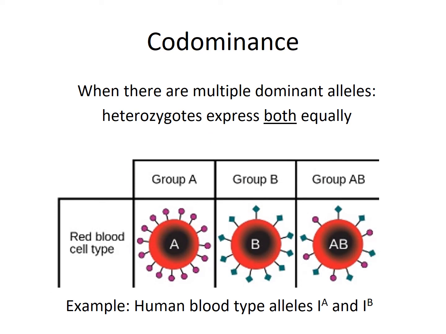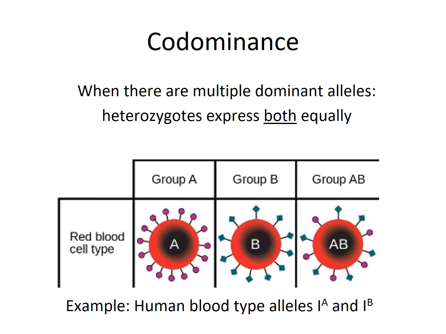In a different scenario called codominance, there can be multiple versions of a dominant allele. In this scenario, heterozygotes who inherit multiple dominant alleles express both of these traits fully. An example of this are the antigens expressed on the surface of human red blood cells. You've heard of blood type A, blood type B, and blood type AB.